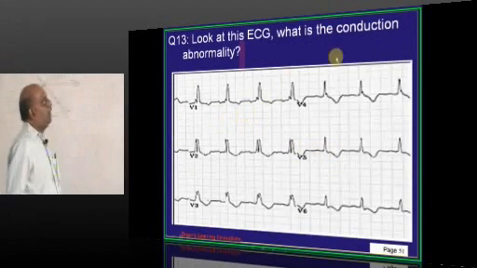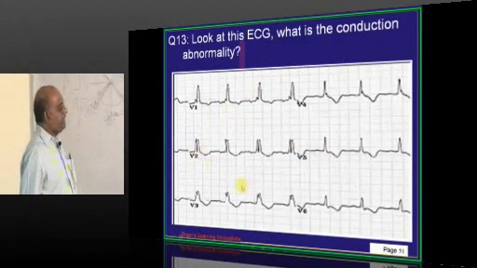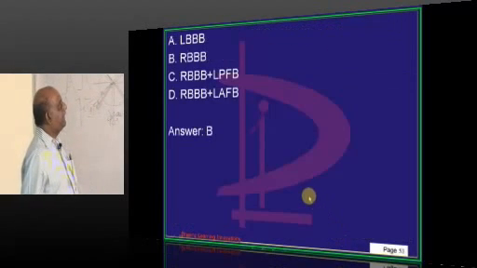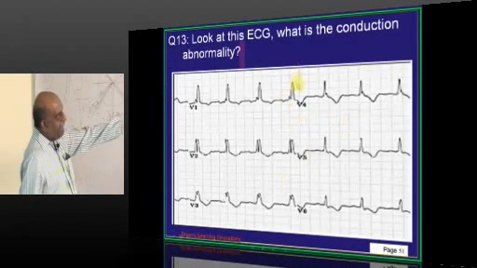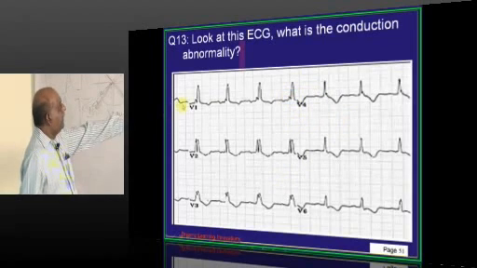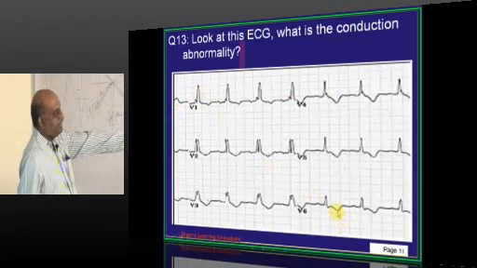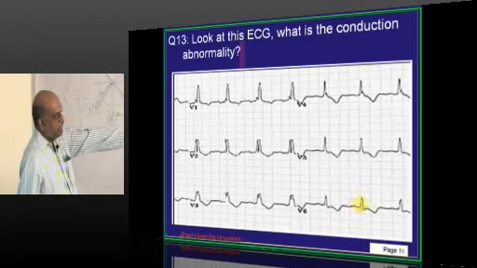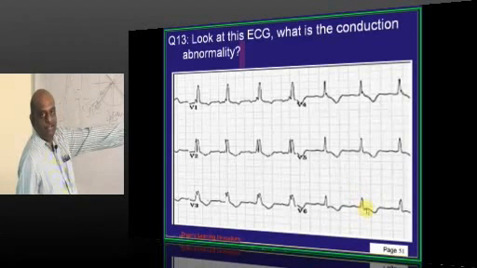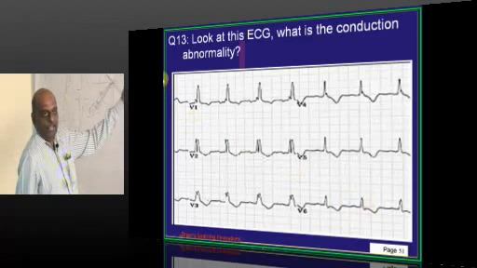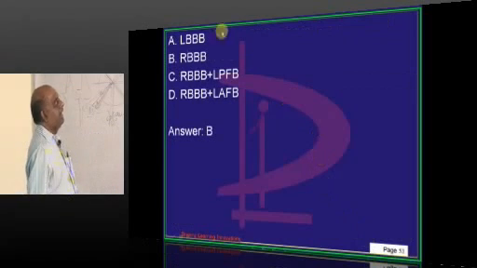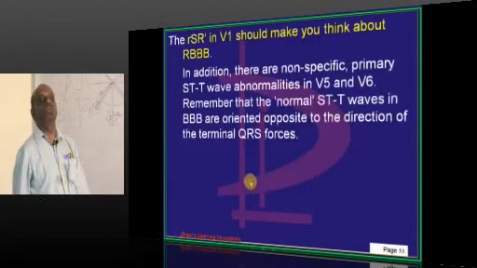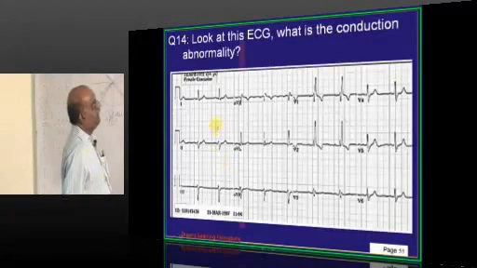Then doctor, look at this ECG and tell what is the conduction abnormality. So fundamentally, what are you finding here? M pattern in lead V1, and what do you have here? W pattern in V6. There is a reason. What is the answer? It is a case of right bundle branch block that you have to recognize.